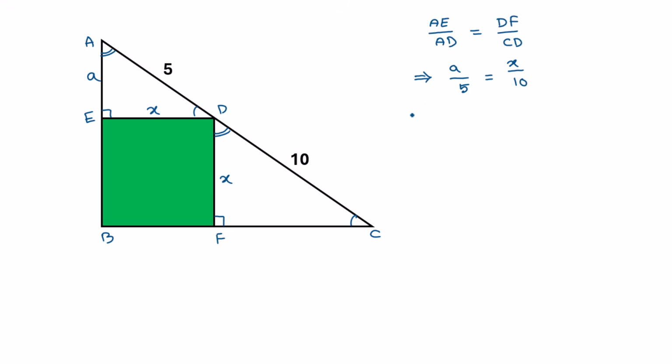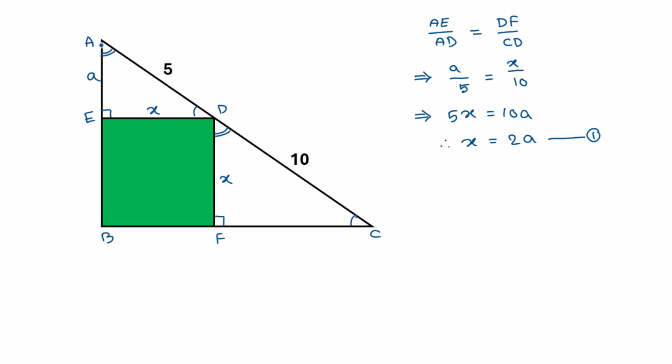Now applying cross multiplication, we can write this 5 times x is 5x, is equal to this a times 10, this is 10a. Now divide both sides by 5, we will get the value of x is equal to 10 divided by 5 is 2 times this a. Consider this as equation number 1.